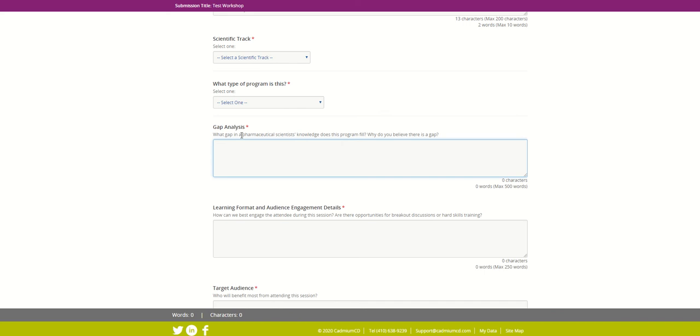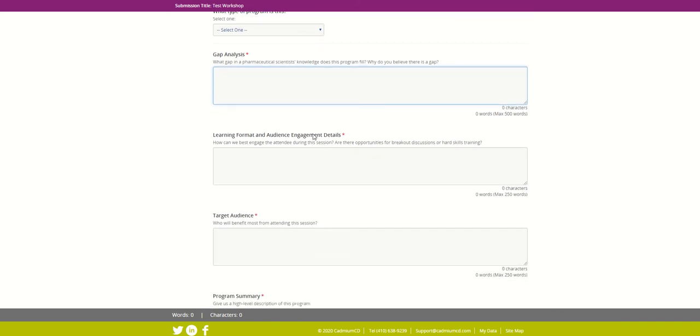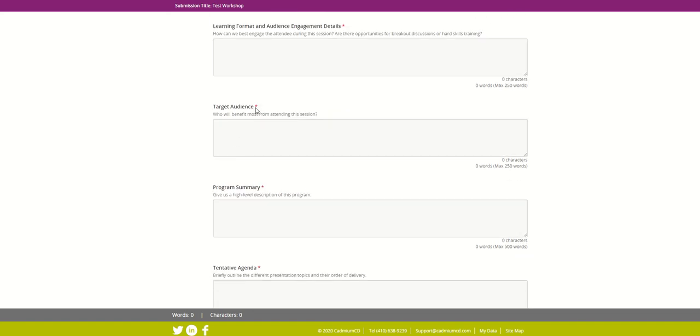What is missing for pharmaceutical scientists that this particular proposal will help fill. Format and audience engagement details. This is particularly important when you get to the workshop. What is their hands-on practice going to look like? And then the target audience isn't going to be all of the organization.